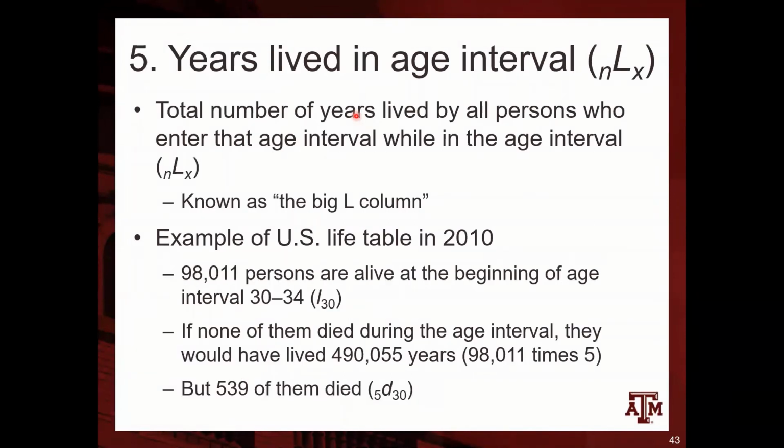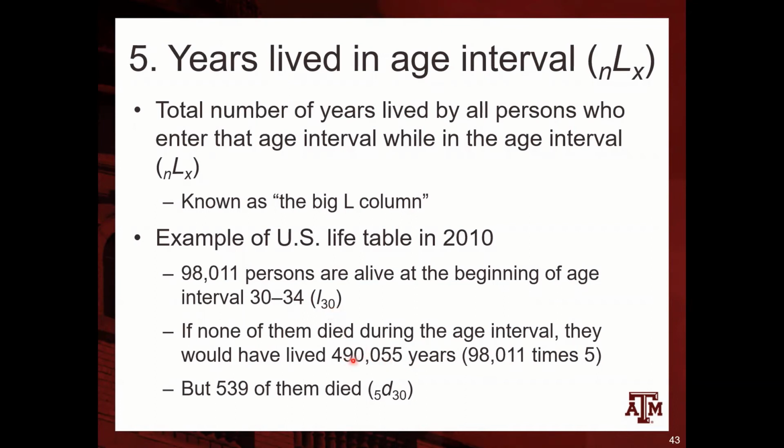Next, years lived in the age interval, the big L column, also as it's known by demographers. It is the total number of years lived by all persons who entered that age interval, while in the age interval. So for example, 98,011 persons are alive at the beginning of the age interval 30 to 34. So 98,011 reach exactly age 30. If none of them died during the age interval, they all would have lived 455 years.